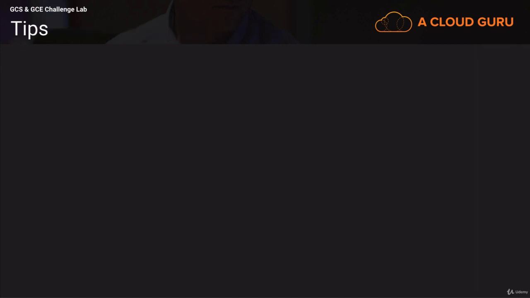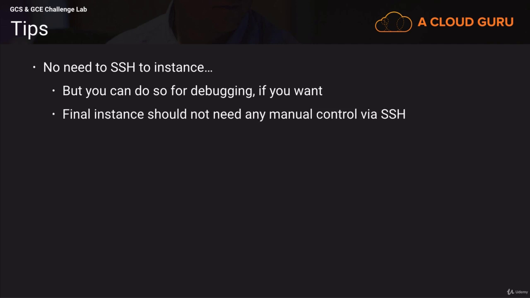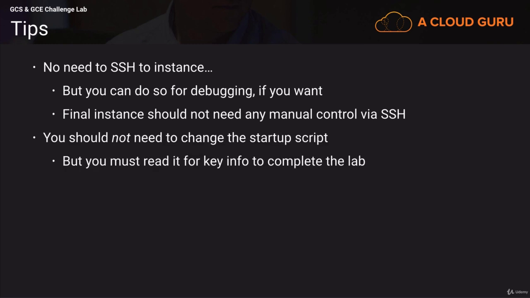Now, to do that, here are a few tips. Now, I said that there's no need to SSH into this instance, but I will call out that you might want to do that for debugging if you're having trouble. That said, in the end, you should be able to create one instance that doesn't need any manual control at all. Another tip is that you should not need to change the startup script that I've given you, but you will definitely need to read it to get some key information to complete the lab. Now, don't worry if you don't understand everything that it's doing, that's fine, but you should still be able to make out the gist of it.